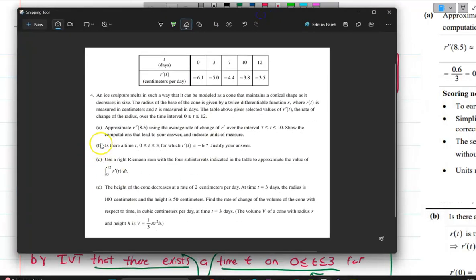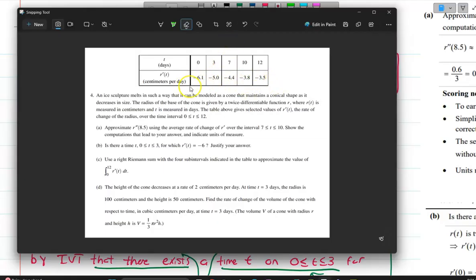Part B: is there a time t between 0 and 3 for which r prime of t equals negative 6? Justify your answer. Now, oftentimes when you're given r prime, the first thing I'm thinking about is actually the mean value theorem. The reason why I am not using the mean value theorem is because I would need to know things about r of t, and then I would use the average rate of change of r of t and compare that to r prime. But we were only given values of r prime.